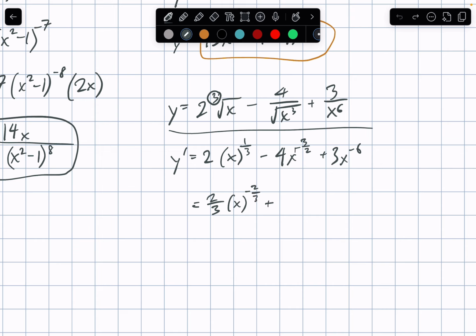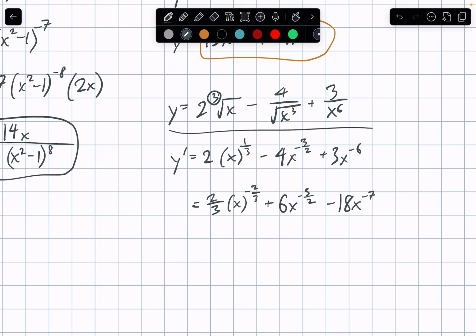Since both of these are negative, it's going to be a positive. 4 times 3/2, 6. -3/2 minus 1, that's -5/2. Positive 3 times -6, that's -18. And then -6 minus 1, -7.